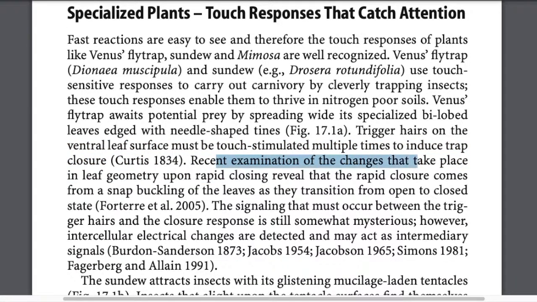Recent examination of the changes that take place in leaf geometry upon rapid closing reveals that the rapid closure comes from a snap buckling of the leaves as they transition from open to closed state. Wow.